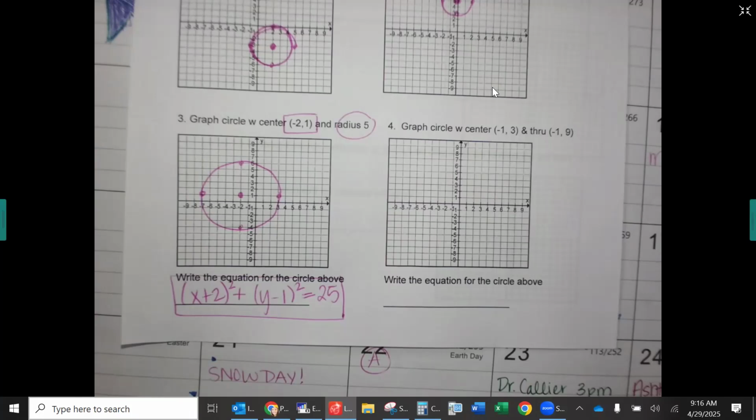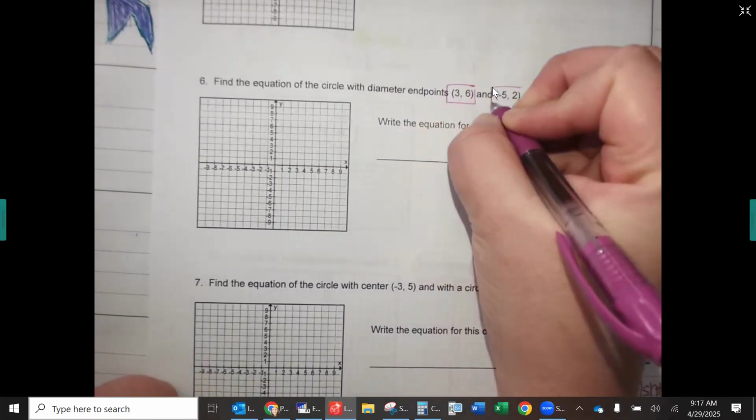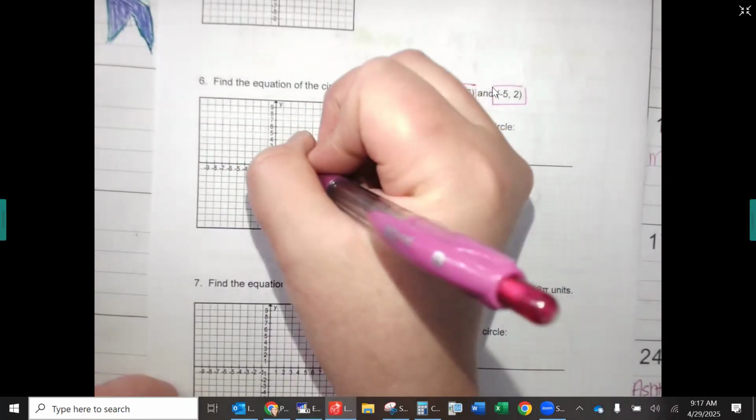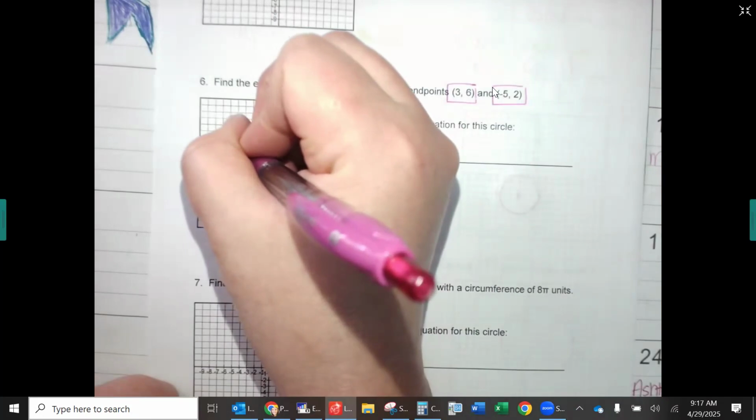Number 6. So it says, find the equation of the circle with diameter endpoints 3, 6, and -5, 2. So go ahead and plot those points for me. 3, 6, and -5, 2. So 3, 6 is here. -5, 2 is here.